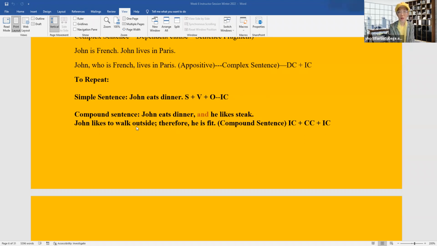So John likes to walk outside; therefore, he is fit. And so when you have a transition word, you have to remember to use a semicolon and a comma. And all of this is still a compound sentence. So you should all Google yourself a list of transition words so that you can combine your paragraphs and your sentences together for better flow. I'm going to go over transition words in more detail in my week 8 lecture.